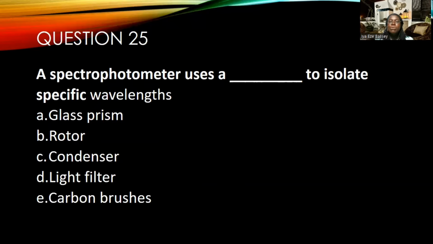A spectrophotometer uses a dash to isolate specific wavelengths. A, glass prism; B, rotor; C, condenser; D, light filter; E, carbon brushes. It actually uses a glass prism. There are also other things it uses. I will not tell you now; till we get to the next question, you will see it.